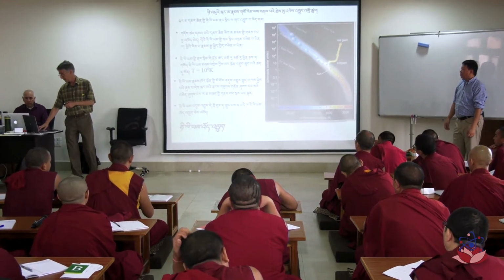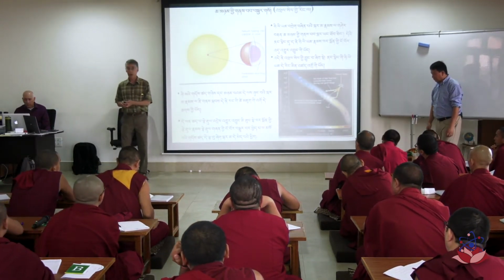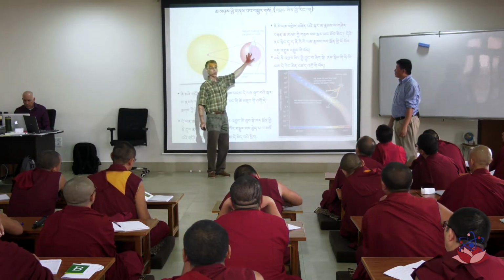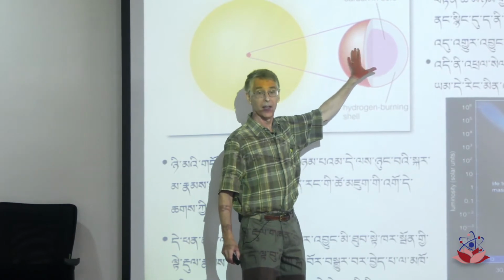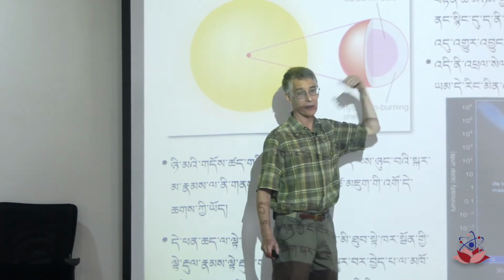Okay, so, oops. So for stars like the sun, eventually, of course, just like before, the core will run out of helium to turn into carbon.